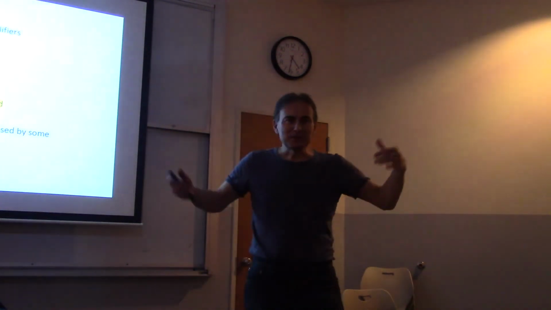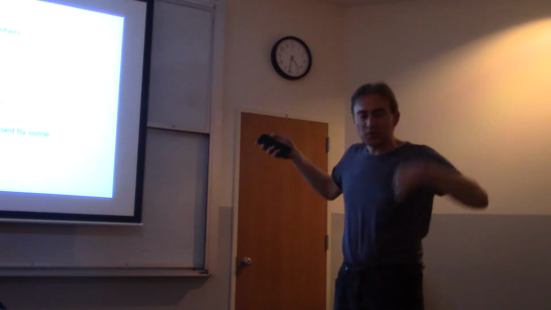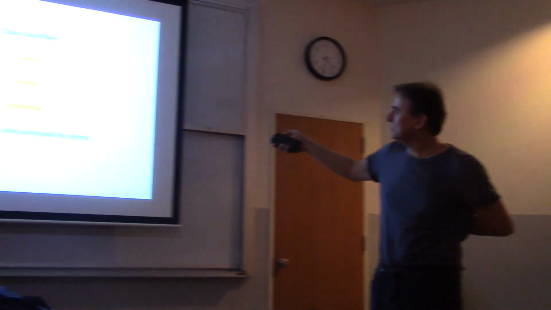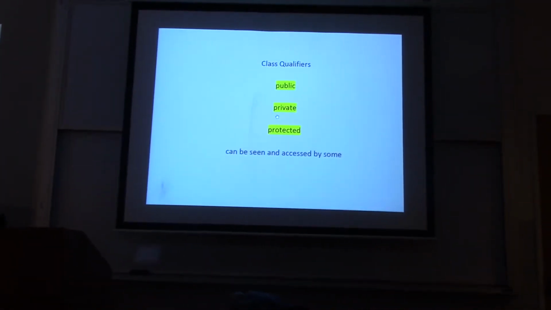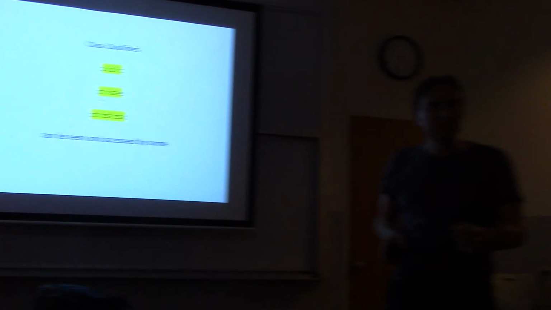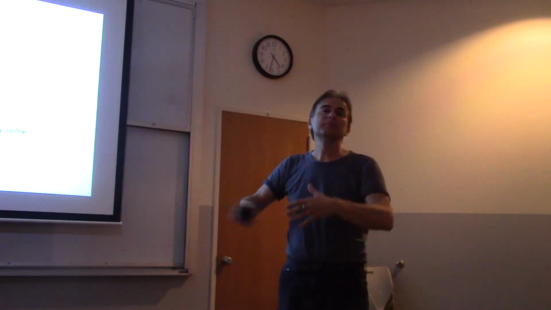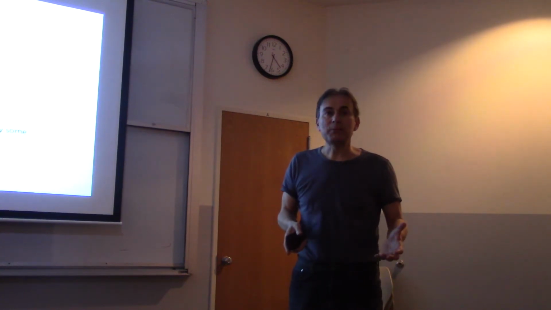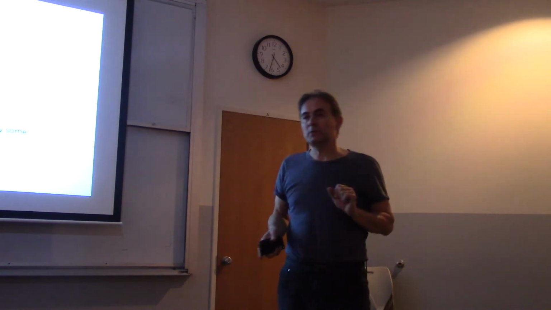All right, so last time we were talking about creating classes, and basically we mentioned that there are three types of class qualifiers: public, private, and protected. Qualifiers basically are descriptors of a class. If a class is public, then basically everybody gets to access the properties of the class. Properties being methods and data members.